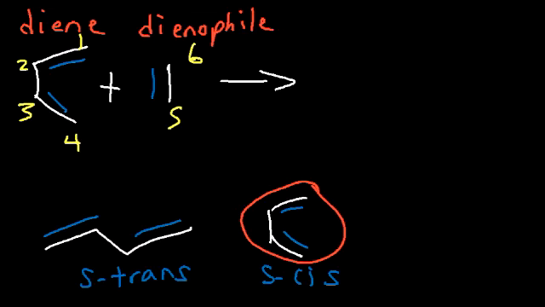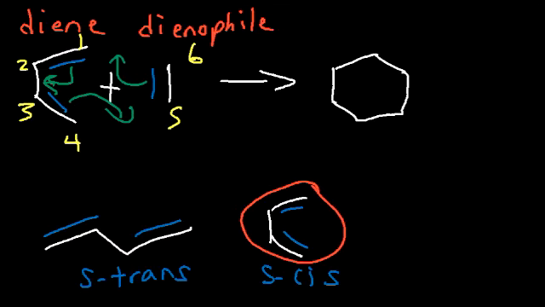This double bond between 5 and 6 can form a connection between 1 and 6. The double bond between 1 and 2 is going to move between 2 and 3. And the double bond between 3 and 4 is going to connect 4 and 5. So out of the 3 double bonds, we're going to lose 2, and only 1 is going to remain. So we're going to have a 6-membered ring, and there's going to be a double bond left over between 2 and 3. So that's the Diels-Alder reaction.